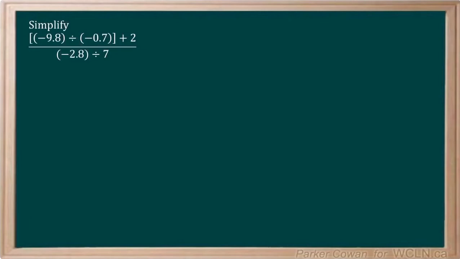So let's go ahead and write down our BEDMAS rules, and that is that we first start with any brackets, followed by exponents, division, multiplication, addition, and then subtraction. So as we can see here, we have a set of square brackets right here, so we're going to first do everything in here. So our first step is going to be negative 9.8 divided by negative 0.7.